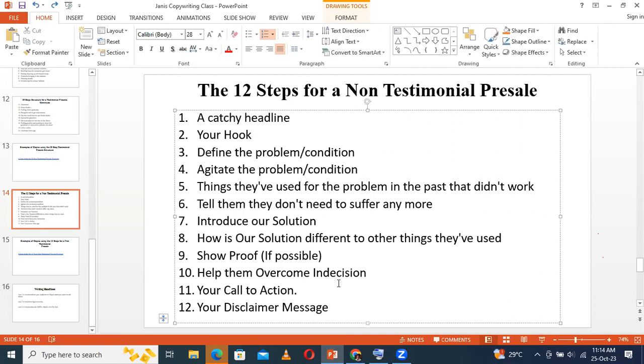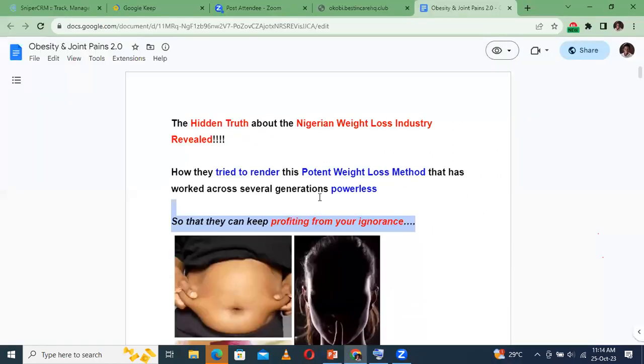So if you look at this copy, although I wrote it for arthritis, I focus majorly on people that are struggling with weight loss, and have been trying several solutions. They know deep down that what will really work for them is exercising, but they cannot exercise because of the severe joint pain they are always feeling because they are obese. So now let's start. The first thing is a catchy headline.